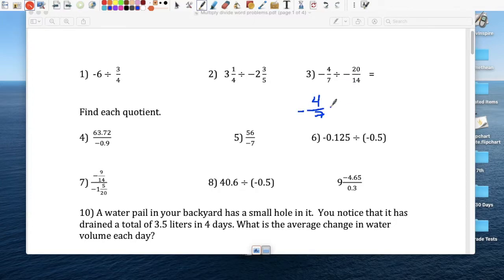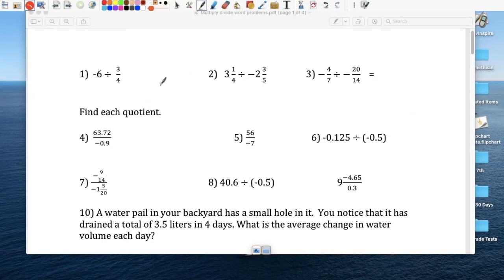And we're going to multiply that by the reciprocal of this, which is -14/20. Can I simplify things? Oh yeah, I can. The 7 and 14 can be simplified. 7 divided by 7 is 1. 14 divided by 7 is 2. 4 divided by 4 is 1, and 20 divided by 4 is 5. Look how much easier life is when I simplify before I multiply. So on the top it's just 2, the bottom is just 5, and negative times a negative is a positive, and our answer is 2/5.